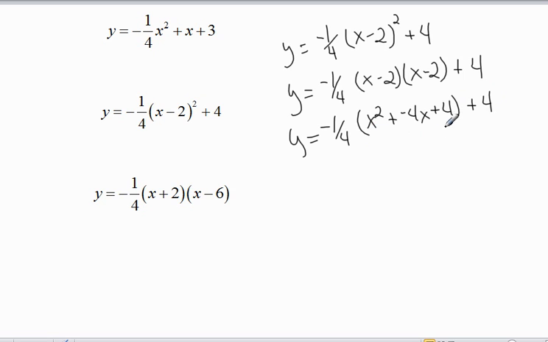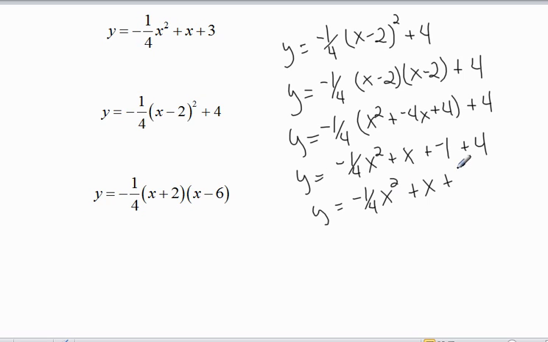And now I'm going to distribute the negative 1/4. And when I do, I'll get a negative 1/4 times x squared. I'll take negative 1/4 times negative 4. That'll give me a 1x. Negative 1/4 times 4 will give me a negative 1. And I still have to add my 4. So this equation now is negative 1/4 x squared plus x plus 3. Voila. It looks just like the one that you see up there.